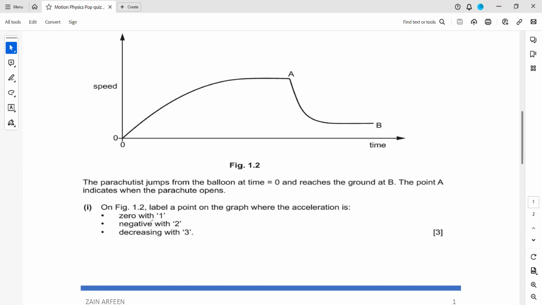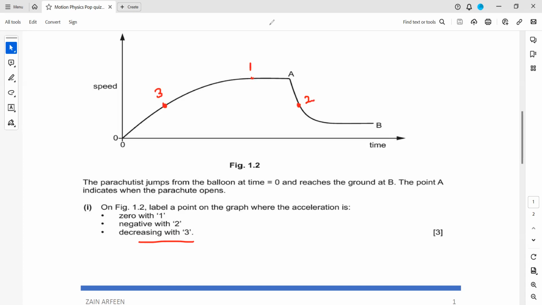At P2, the acceleration is negative. What is the meaning of a negative acceleration? It means the object slows down. So P2 is where the acceleration is negative, and we can mention it here. And P3 is where the acceleration is decreasing, so P3 you will mark here.